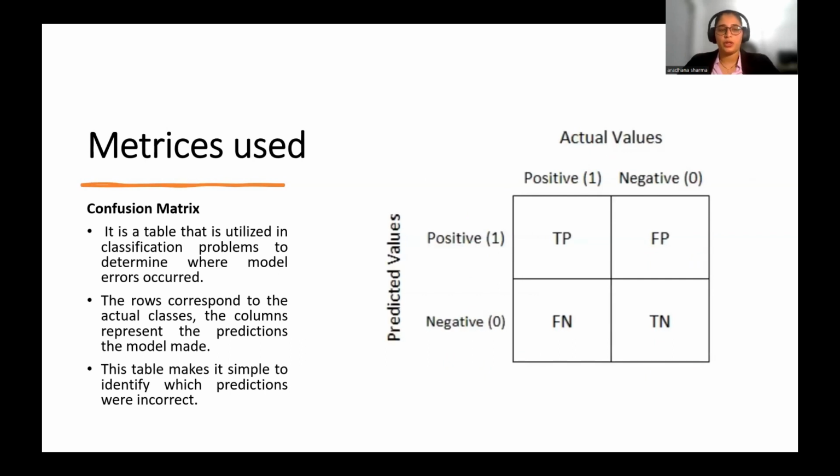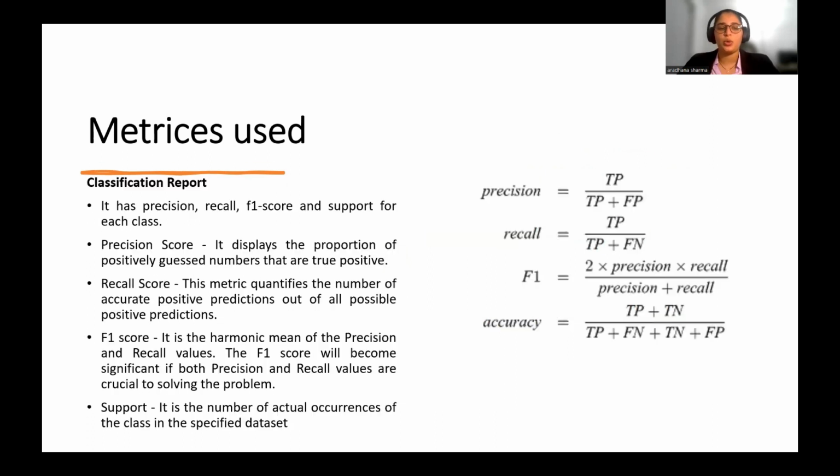Second is the confusion matrix. It is a table that is utilized in classification problems to determine where the model errors occurred. The rows of the table correspond to the actual classes and the columns represent the predictions the model has made. This table makes it simple to identify which predictions were incorrect.